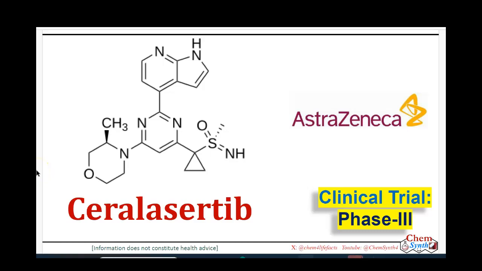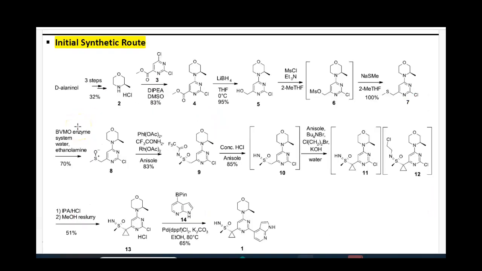Today let's talk about the molecule Ceralasertib. This molecule was developed by AstraZeneca and is currently under clinical trial phase 3 stage for the treatment of advanced solid tumors. Here is the chemical structure for the molecule. Now I will be discussing the synthetic routes.